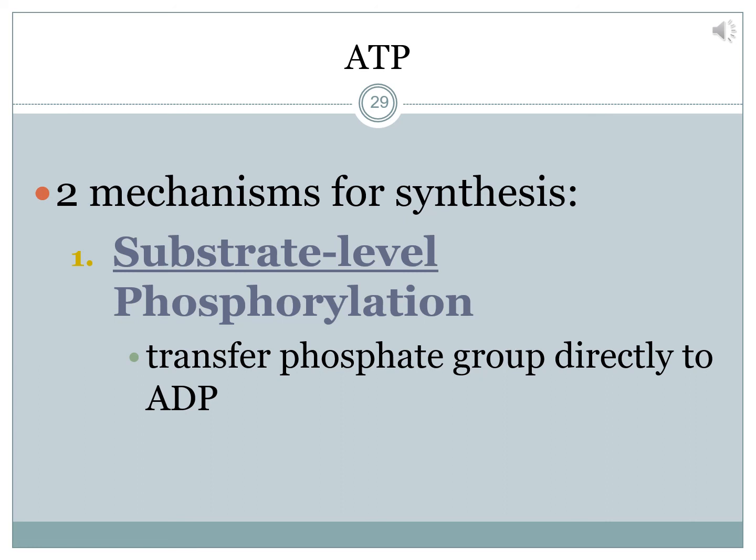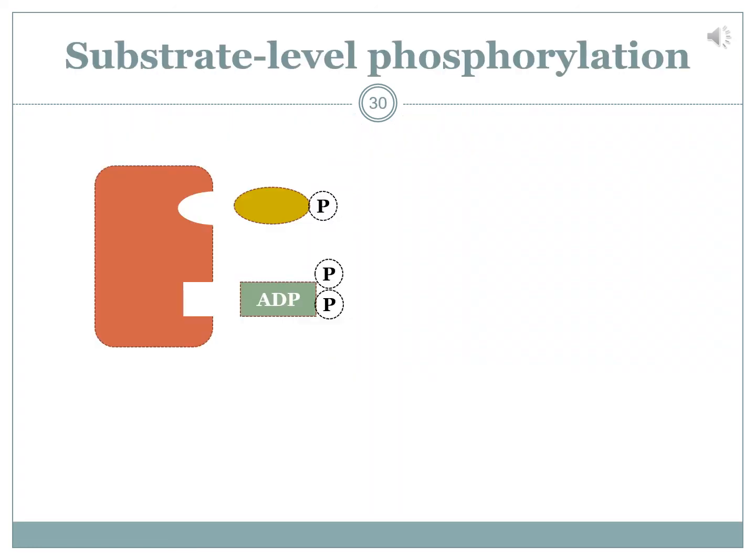There are 2 mechanisms for the synthesis of ATP. The first is what's called substrate-level phosphorylation. This requires the transfer of a phosphate group directly to ADP to create ATP. In substrate-level phosphorylation, ATP is formed by transferring a phosphate group directly to ADP from a phosphate-bearing intermediate or substrate. You will see this in this animation.